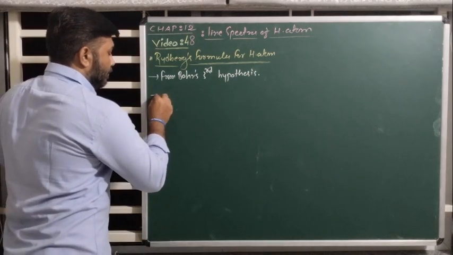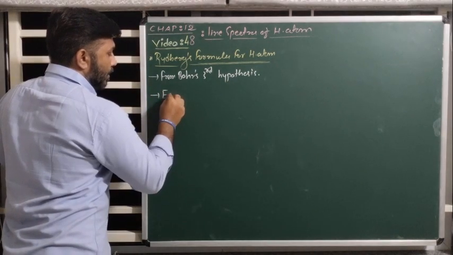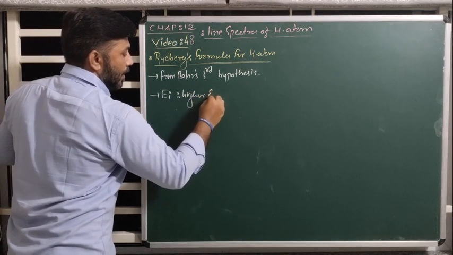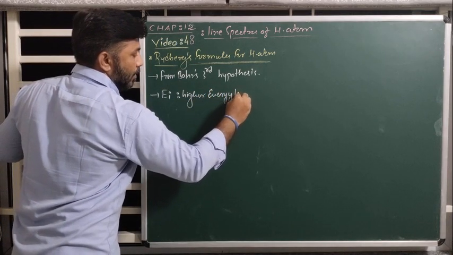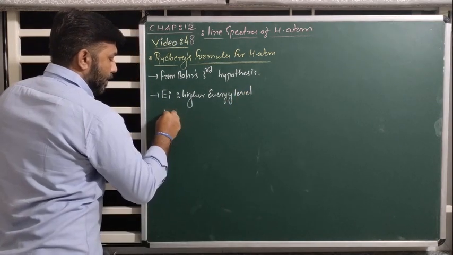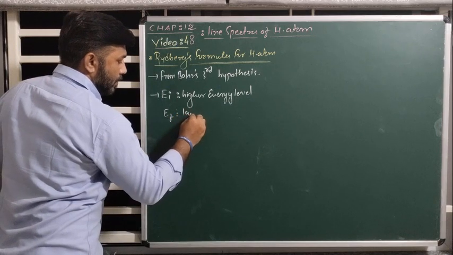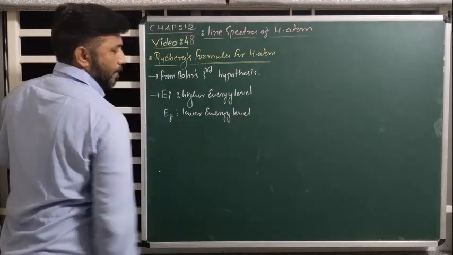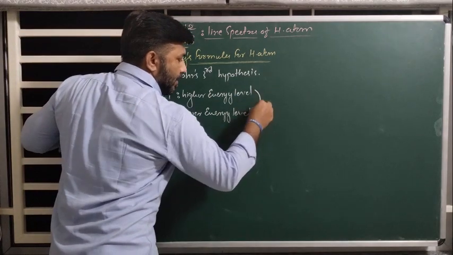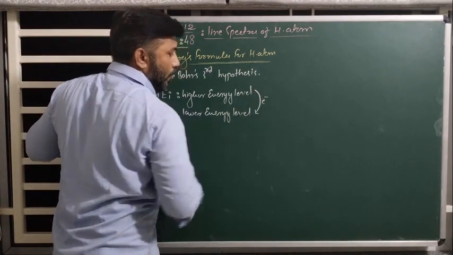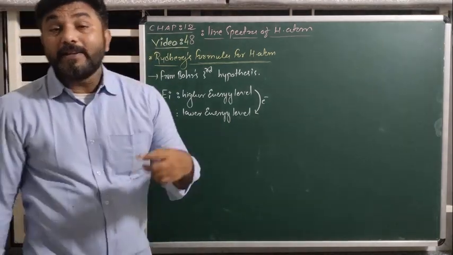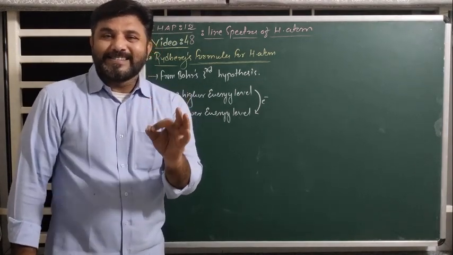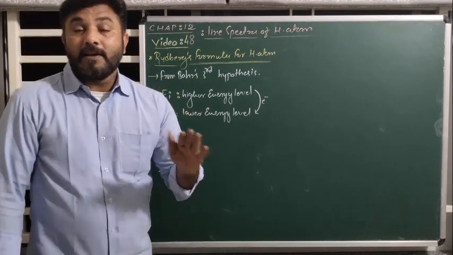Suppose we have EI and EF. EI is the higher energy level, and EF is the lower energy level, and the electron transits from the high energy level to the low energy level. At that time it emits the radiation in the form of a photon. The word photon is there in chapter number 11. We will see it afterwards.